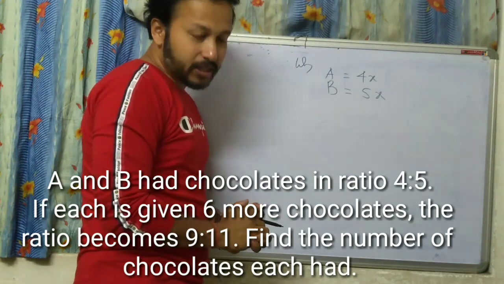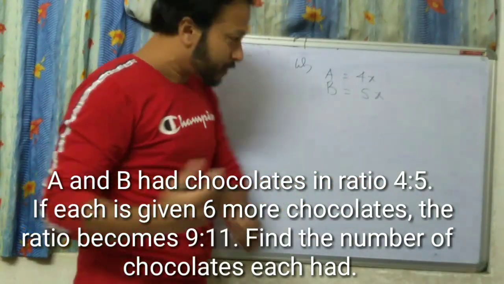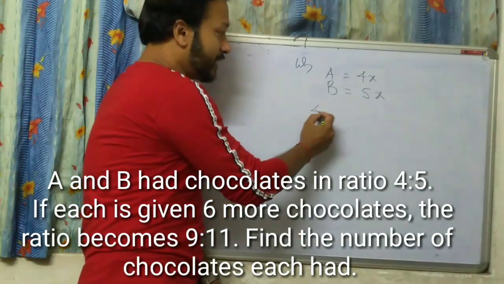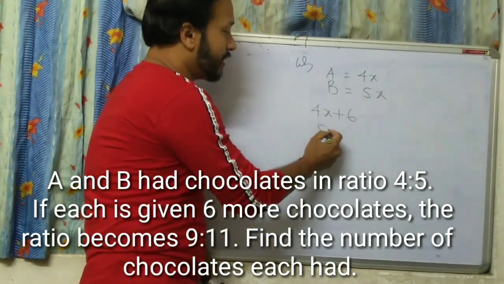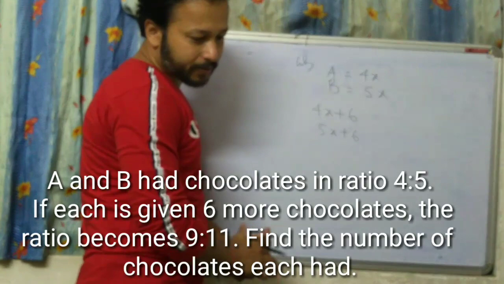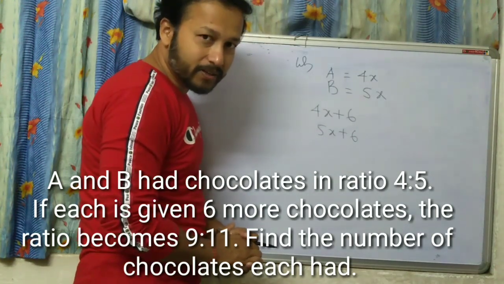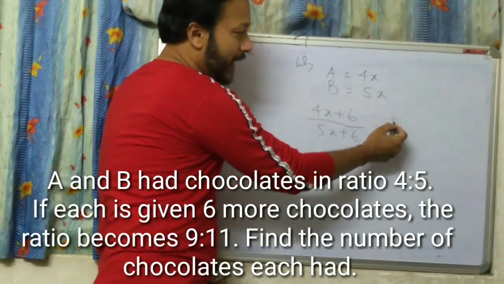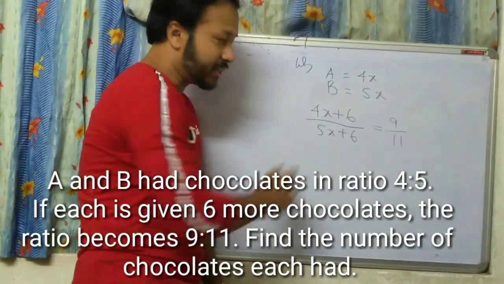Now if each is given 6 more chocolates, now you are giving 6 more chocolates to A and you are also giving 6 more chocolates to B. So after giving 6 chocolates, what is the number of chocolates with A? That is 4x plus 6. And what is the number of chocolate with B? 5x plus 6, because you are giving 6 chocolates to both the boys. Now, they said that if you are giving 6 chocolates, then the ratio becomes 9:11. Understood? That means these two, their ratio becomes 9:11. 9:11 can be written as 9/11. The way I have written.